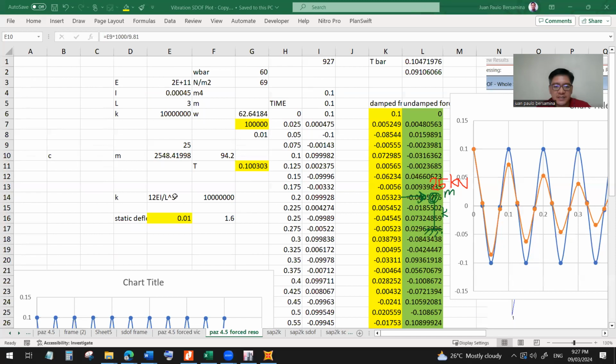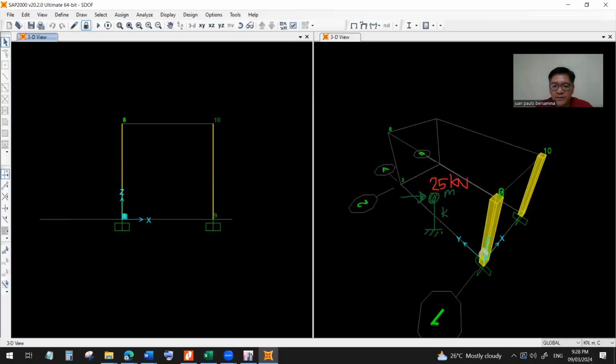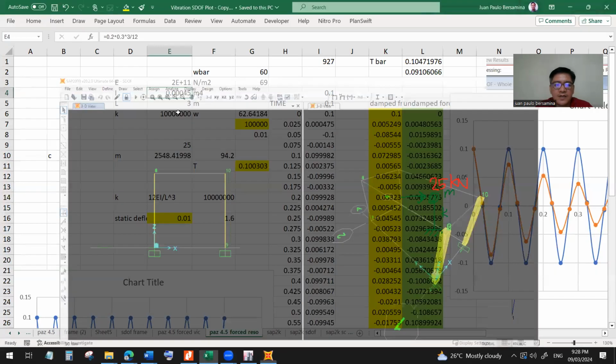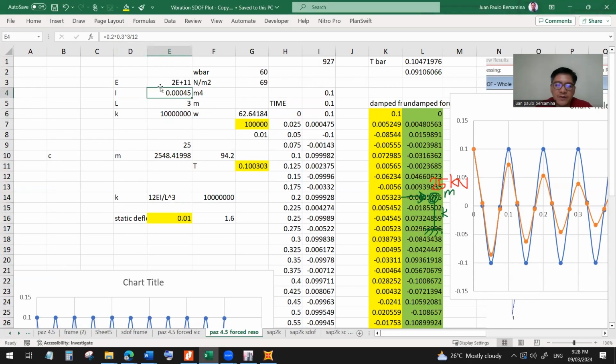Next is, what's the stiffness? I'll be using 3EI over L cube because it's a cantilever. I'll model a cantilever column, so fixed dito sa baba. And the section is, say, 0.2 by 0.3 cube, for example. I'll check with my SAP software kung ano nilagay ko. That's the inertia. The length is 3 meters, the height. So, the corresponding stiffness is this.